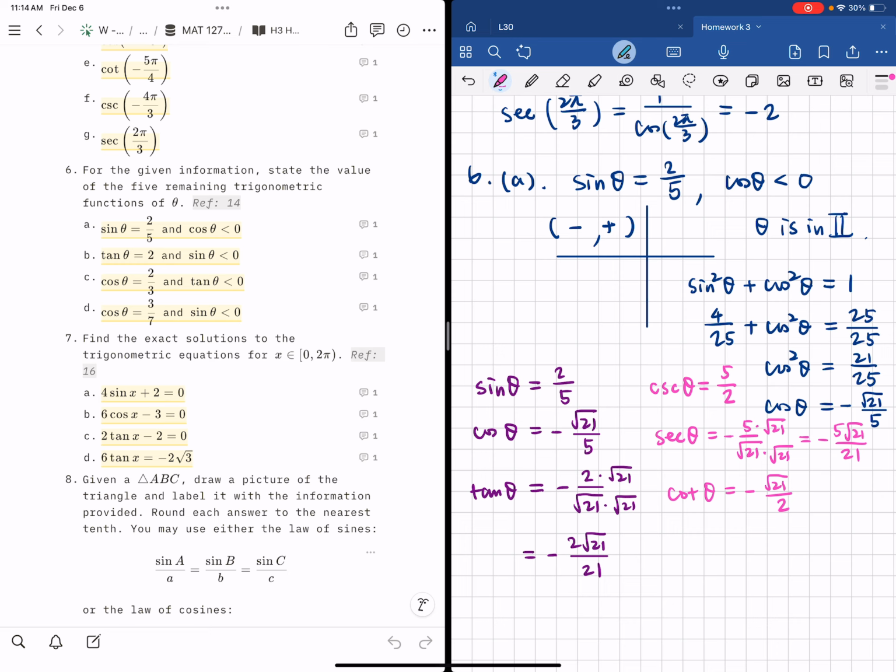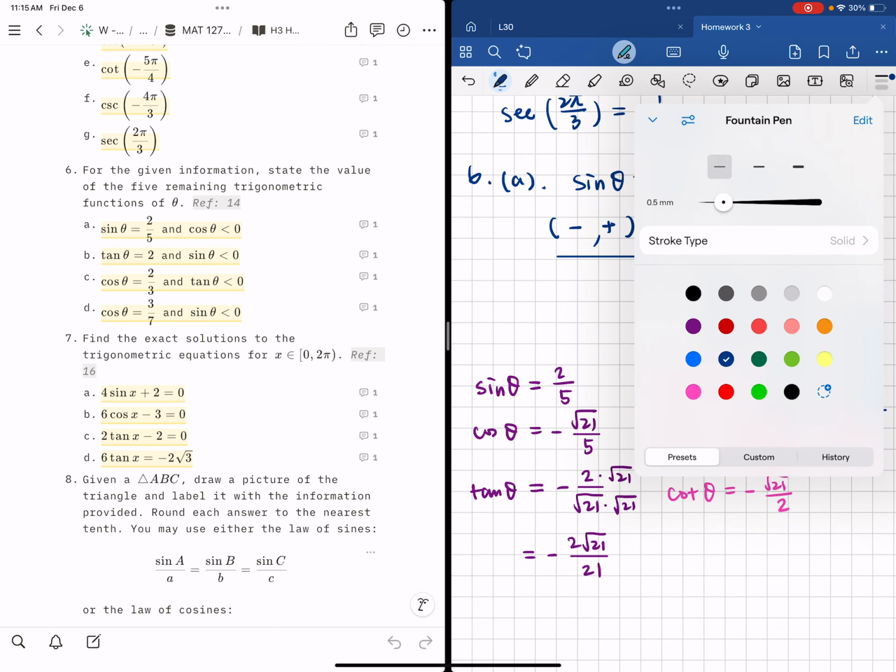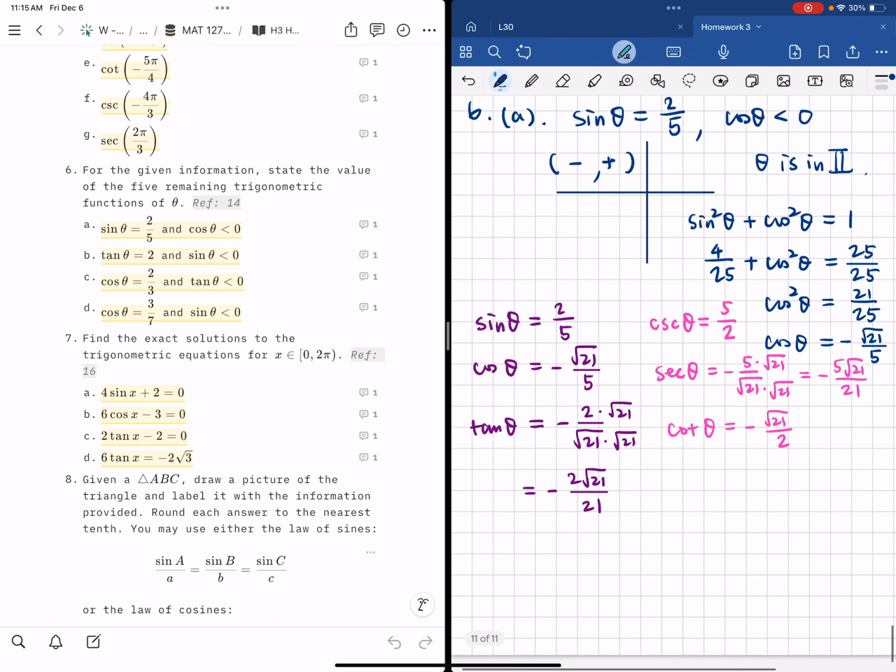So as you can see, for these kinds of questions, you just need to locate the terminal side of the angle, see which quadrant it is located in, and then use the Pythagorean identity to figure out at least 2 of the trig functions, sine and cosine. And then the rest is just applying quotient identities and reciprocal identities. That's all you need. Okay, let's do part B.